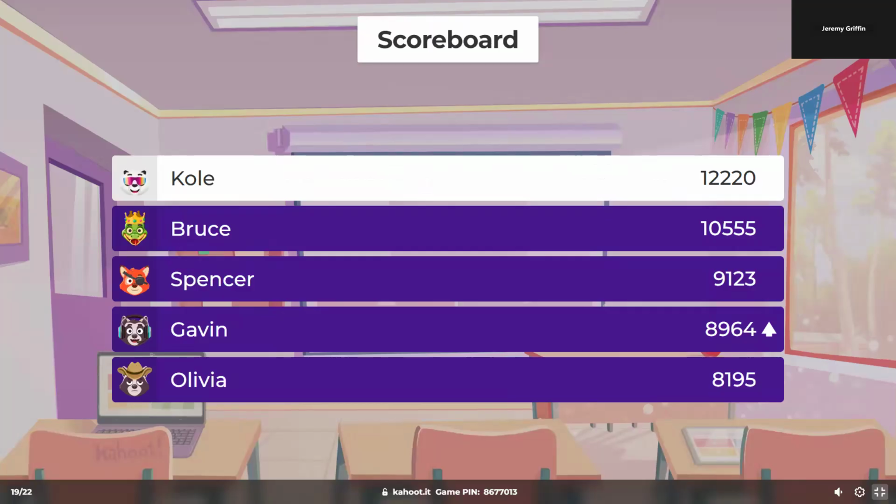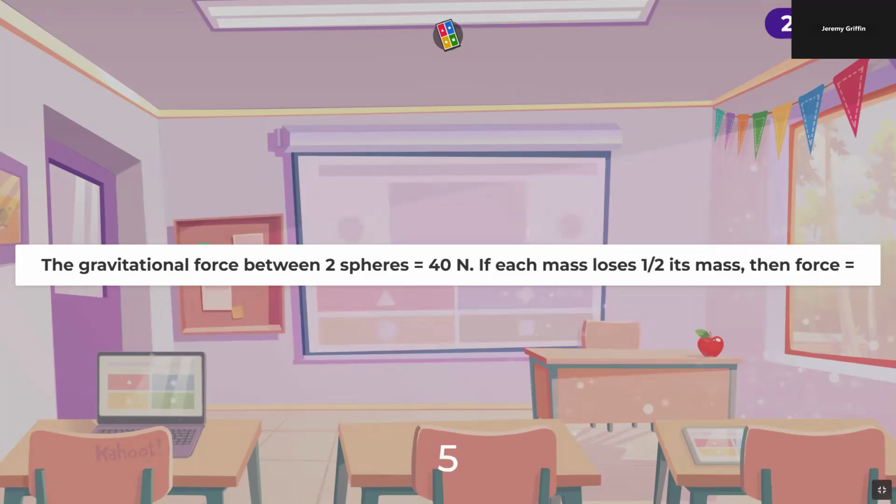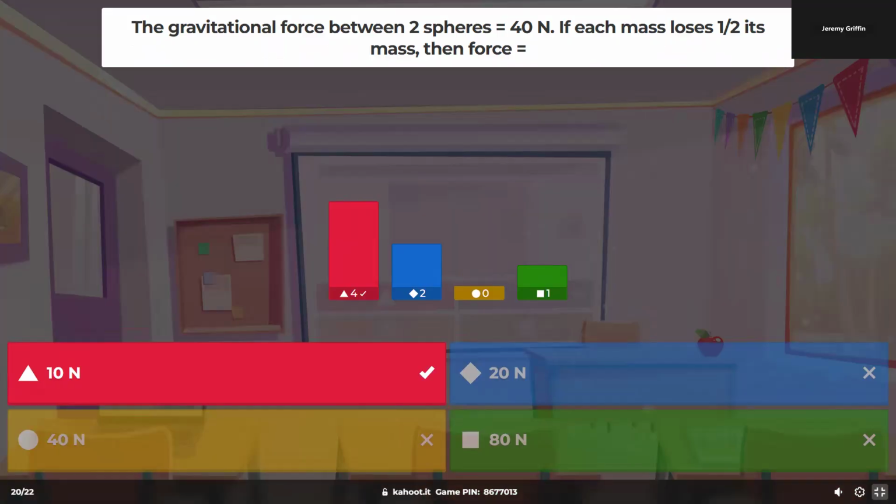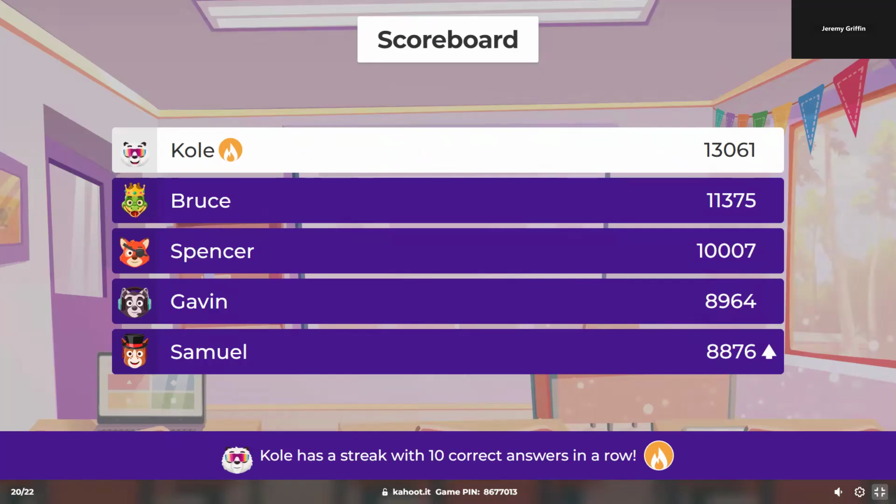Okay. I got Olivia, Gavin, Spencer, Bruce, Cole. Gravitational force between two spheres, 40 newtons. If each mass loses half its mass. Yeah, because half times a half is a quarter. A quarter of the original 40 is 10. Yeah, that's it. Got Samuel, Gavin, Spencer, Bruce, and Cole. Back on fire.